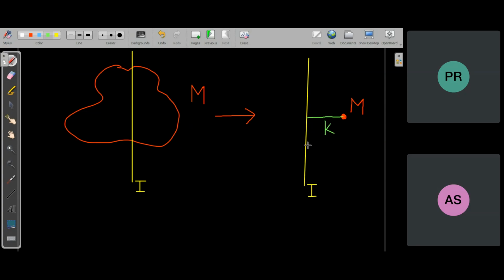So if I is the moment of inertia of this body, and the body is replaced by a point mass, we know that the moment of inertia of a point mass is simply mr square, so m into perpendicular distance square. That perpendicular distance is nothing but k. So I equals mk square. Here k is called the radius of gyration.